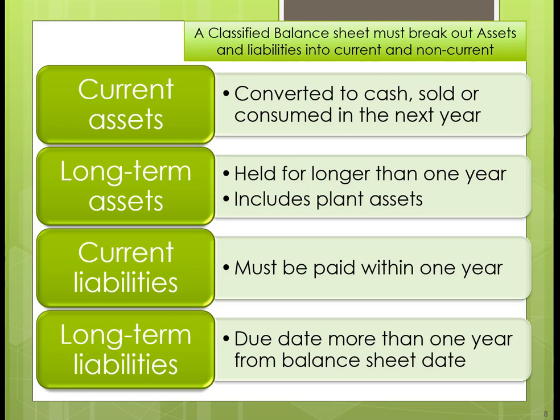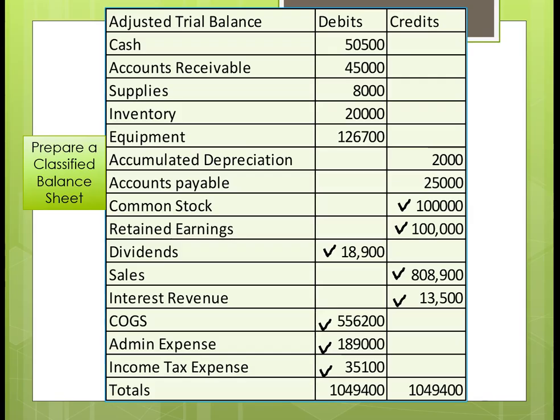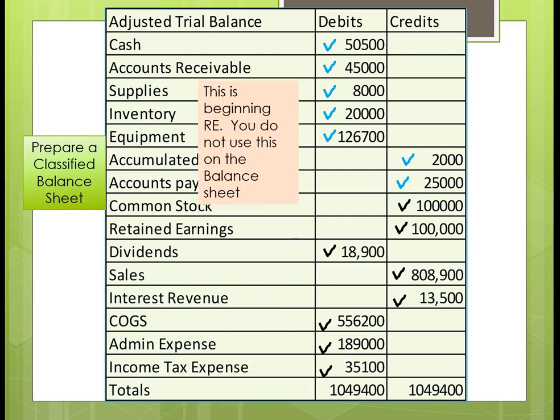So now we're going to go back to our adjusted trial balance. This again is called a classified balance sheet, and we're going to check off the items that we're going to use, which would be all the rest of the ones that we haven't used so far. But if you notice, by the time I'm done, I have checked off everything on that balance sheet. So remember, this is beginning retained earnings, and it's not the item you use on the balance sheet. Instead, it's the one that's been adjusted for net income less any dividends.